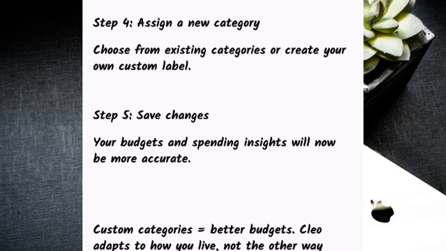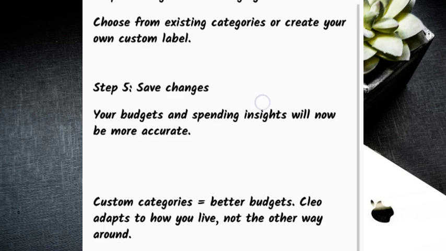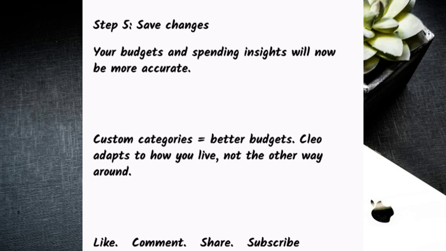Step 5, save changes. Now your budget and spending insight will be more accurate. Custom categories equals better budget. Clio adapts to how you live, not the other way around.